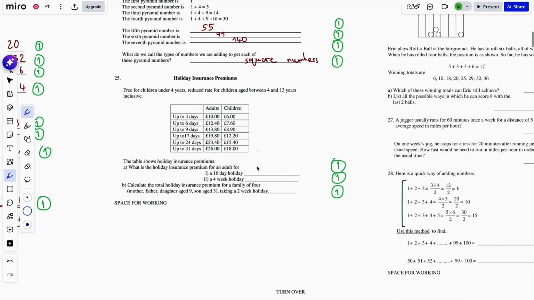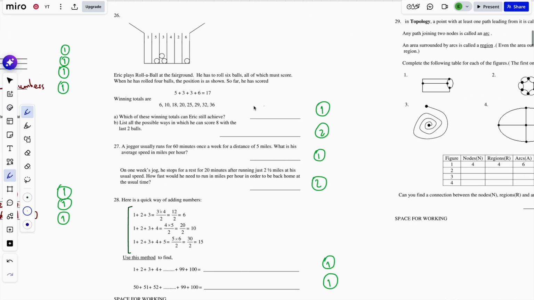25, the answers are £19.80, £26, and £51.80. Okay, 3 marks independent of each other. 26 we have 20, 25, and 29.